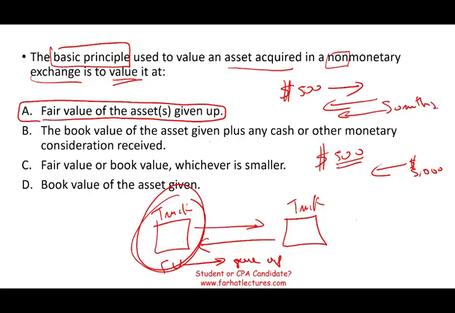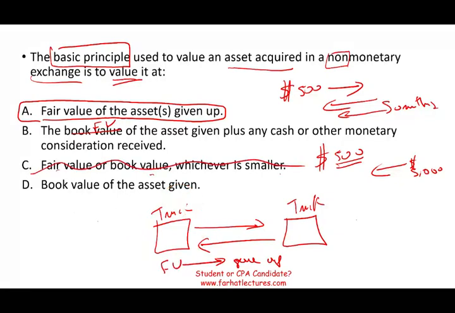It's not the book value of the asset plus any cash or other monetary consideration. It's the fair value of the asset. If the fair value is here, then the transaction will be correct. Fair value or book value, whichever is smaller? No, that's not how it works. A book value of the asset giving? No, it's fair value, not the only asset giving. Anything else is giving in addition to the asset.